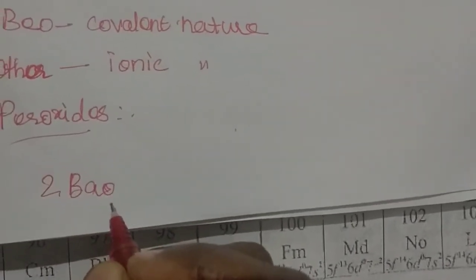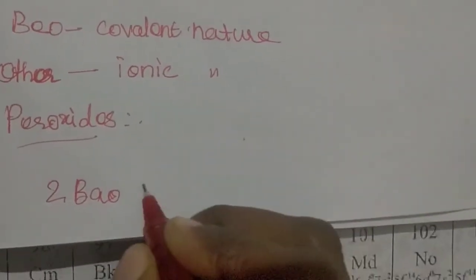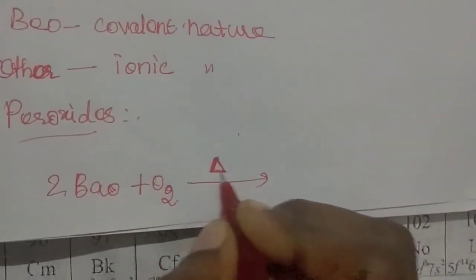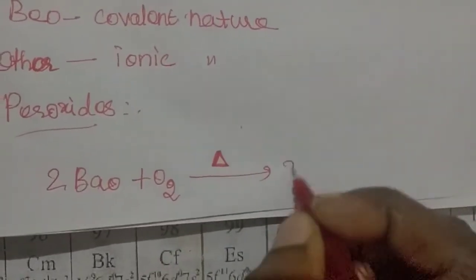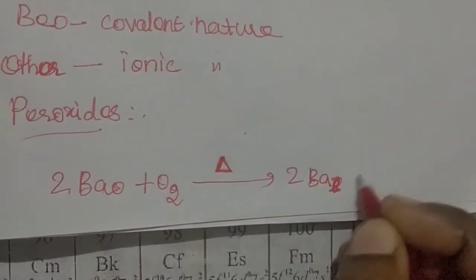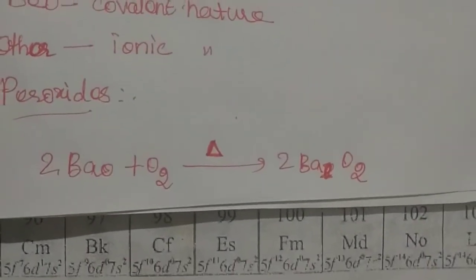So the equation for this: 2 moles of barium oxide combined with oxygen, on heating, produce peroxide.